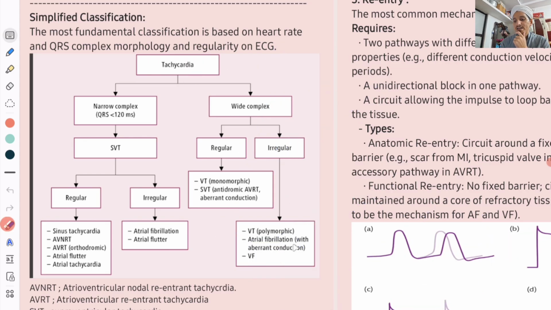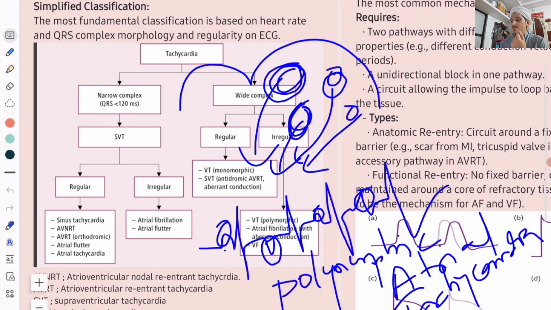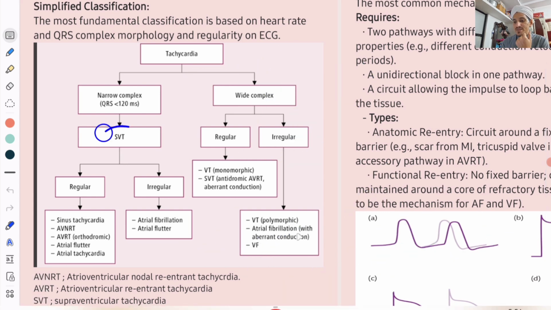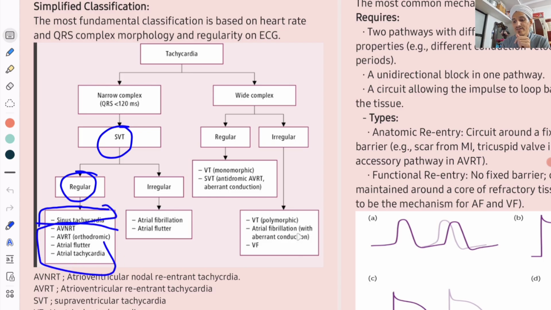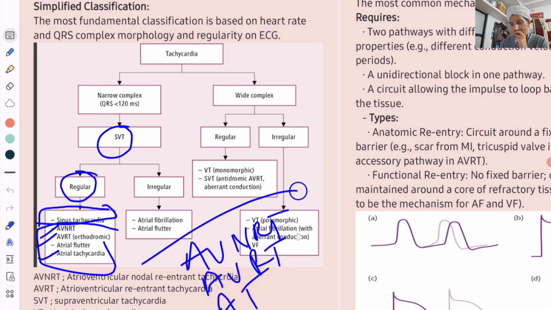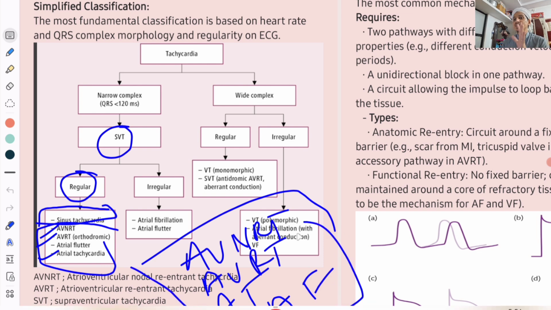Okay, that's about regular. That is the challenge one faces when there is SVT with a regular RR interval. It is easy to differentiate between sinus and non-sinus, but within non-sinus we have AVNRT, AVRT and atrial tachycardia. Remember these three: AVNRT, AVRT and atrial tachycardia. And one more you can take, atrial flutter. This non-sinus tachycardia we need to differentiate in the ECG, and I have just explained the characteristics, how they will present in the ECG.